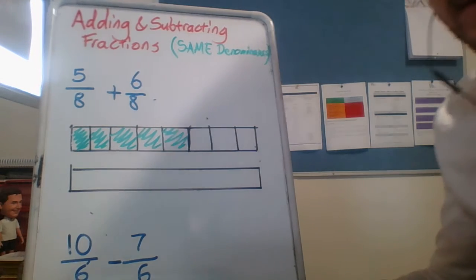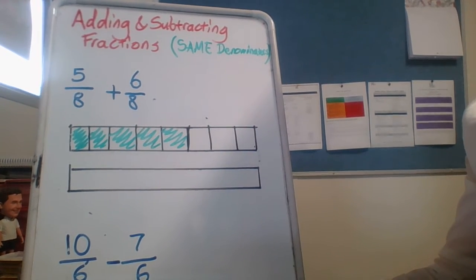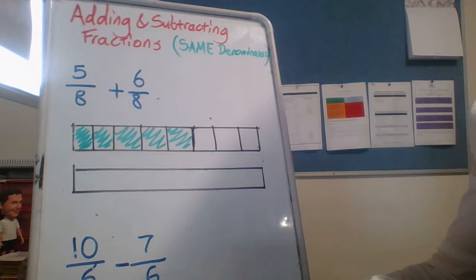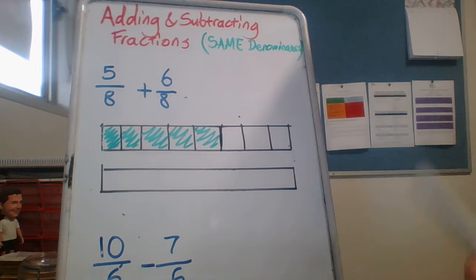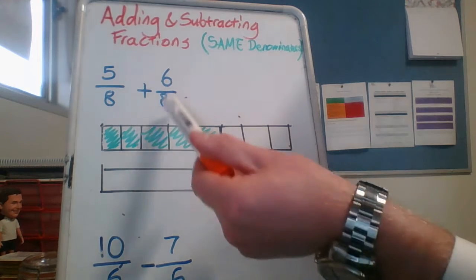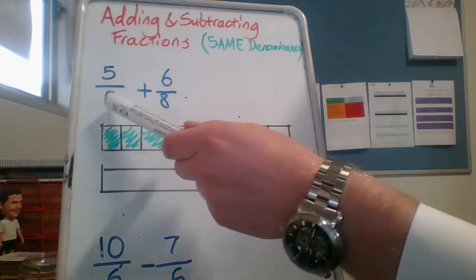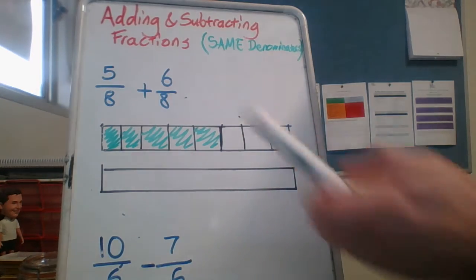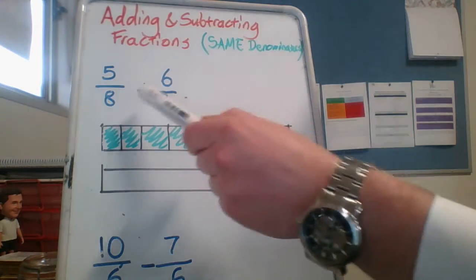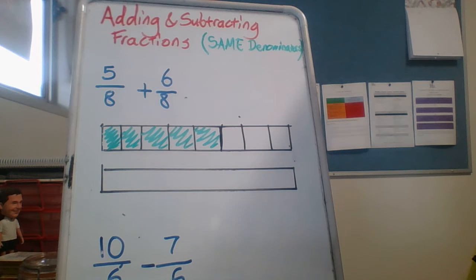Hi everyone, in this video I'm going to be showing you how to solve problems involving addition and subtraction with fractions, and in this video we're going to be focusing on fractions with the same denominators. Okay, so here I can see both denominators are 8, which means we have 5 eighths here, and we're going to add on another 6 eighths.